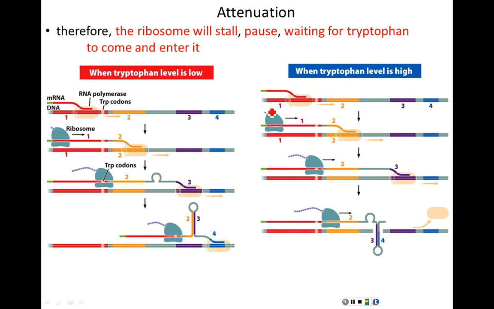This is the image from your textbook. When tryptophan levels are low, RNA polymerase chugs down the leader region, and it doesn't stop. It continues down the leader region.